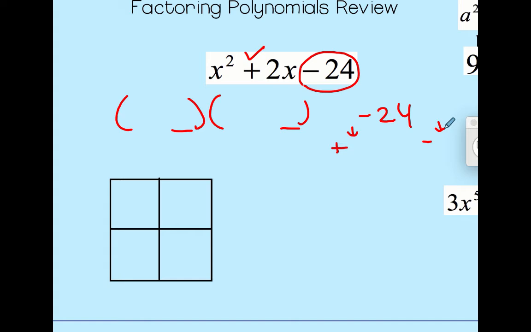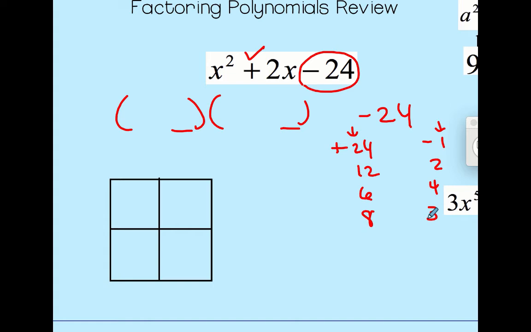So let's look at pairs. I could have 24 times 1. I could have 12 times 2. I could have 6 times 4. And I missed one, 8 and 3.